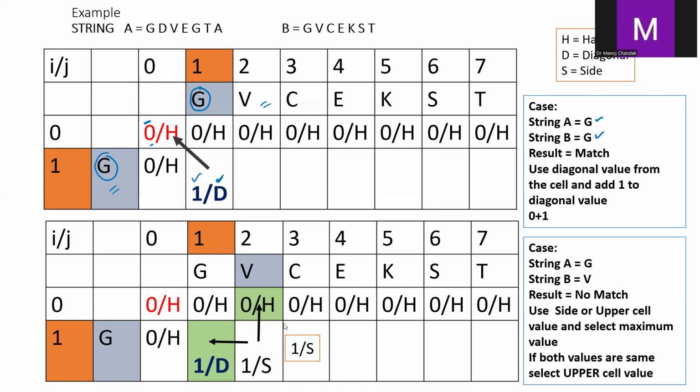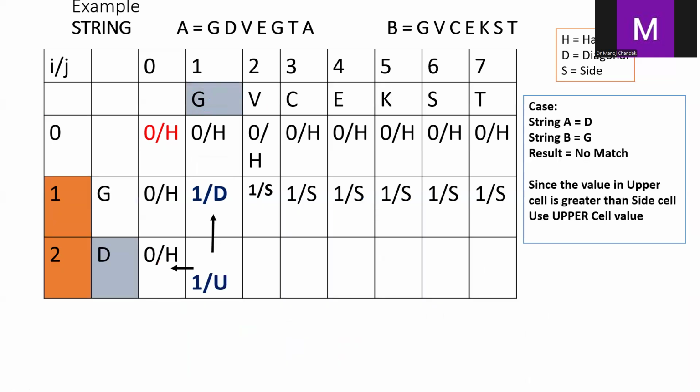In the same way, if we take G and compare it with C, we have to take the upper and the side, and whichever is greater will be written along with the direction. Since there is no G further, we'll write 1 by S everywhere. Now if we continue further, the next character coming through A is D, and there is no D in string B. So we will take the help of the upper and side cells, and whichever is greater, we will write.